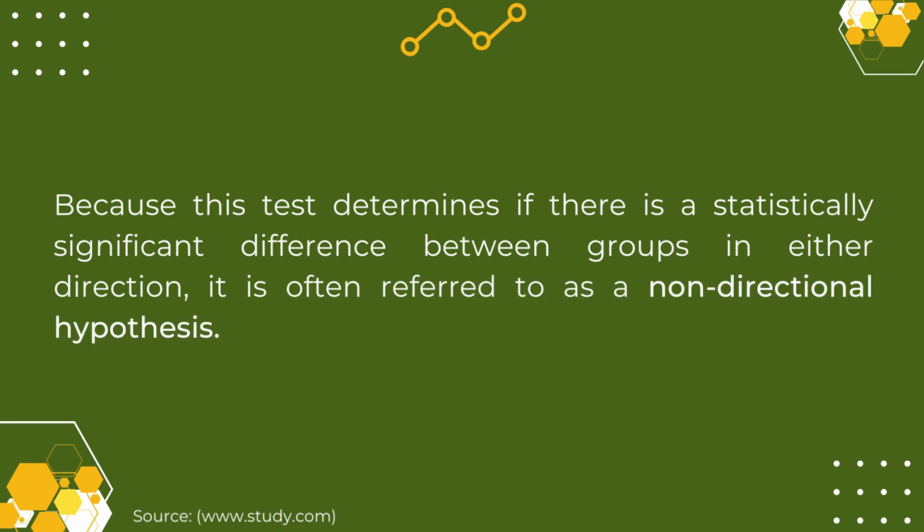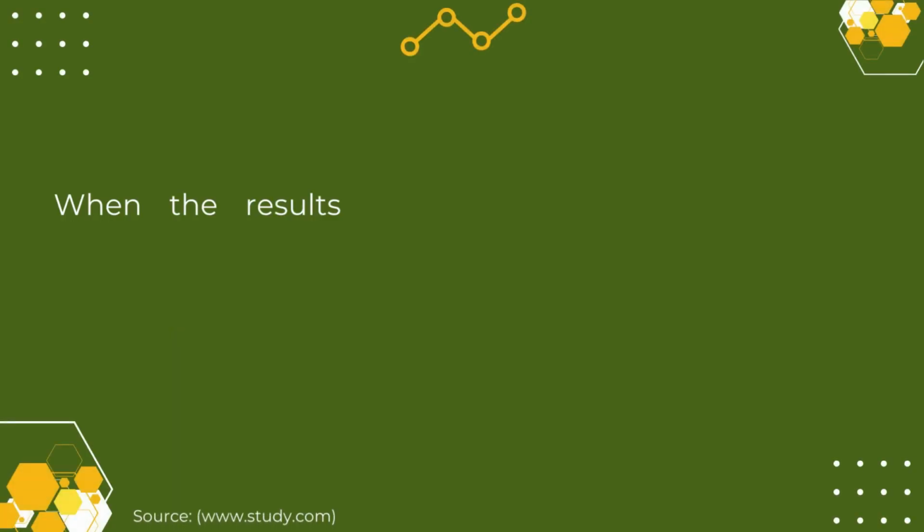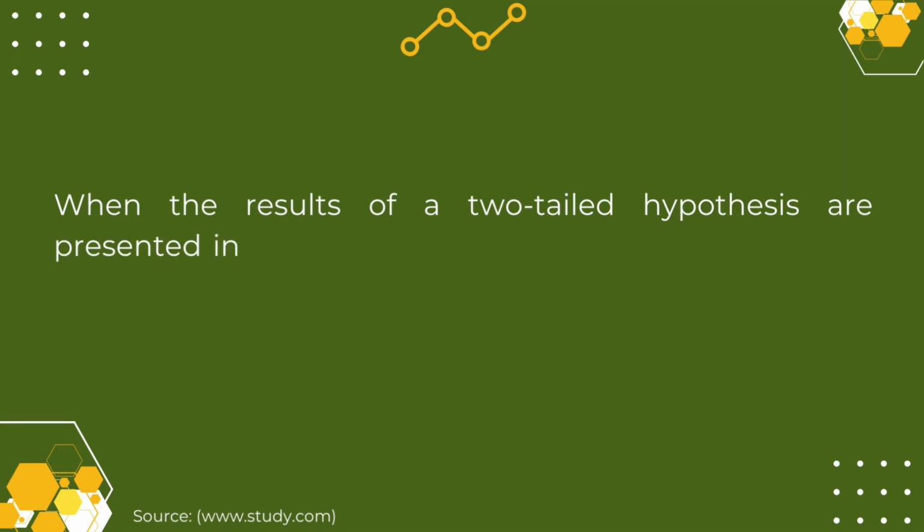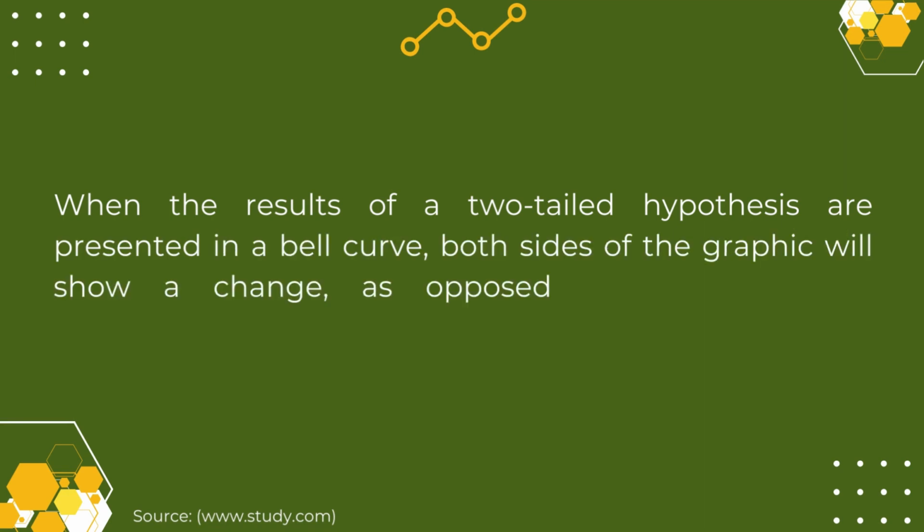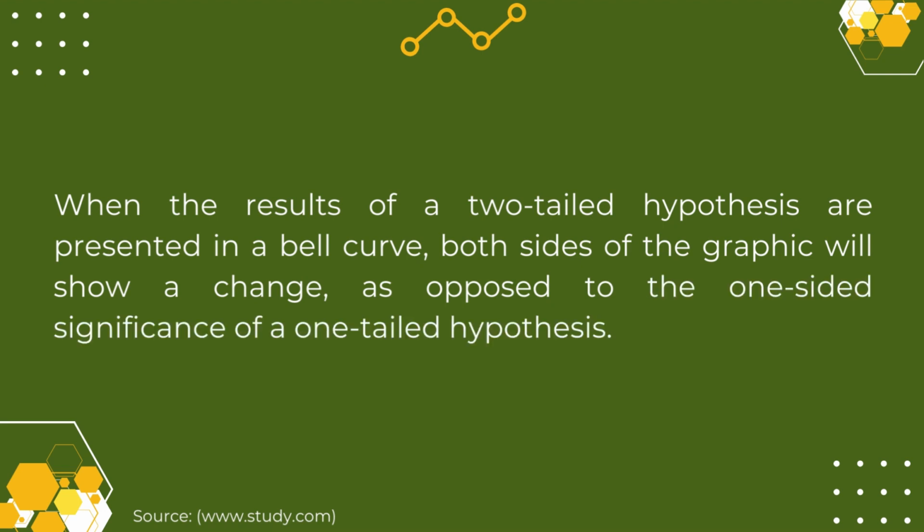It means that the researcher is not sure of the outcomes and the direction of the outcomes of his or her result. When the results of a two-tailed hypothesis are represented in a bell curve, both sides of the graphic will show a change, as opposed to the one-sided significance of the one-tailed test, as I have already shown you in the last slide.